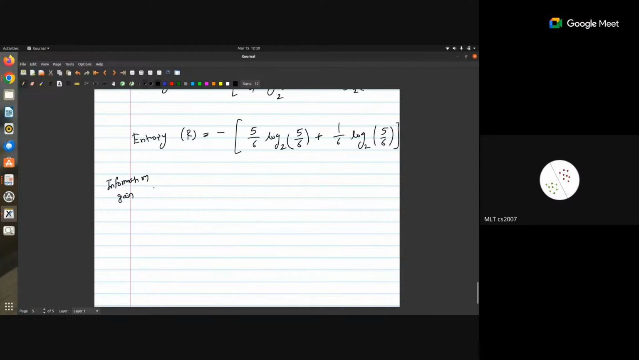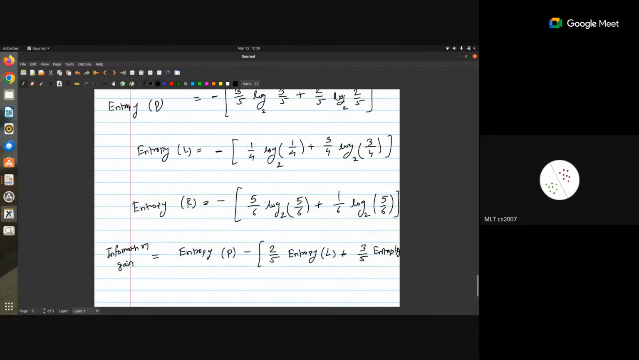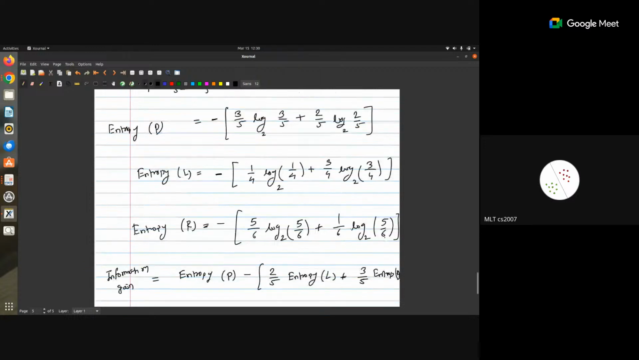So information gain basically will be the entropy at the parent node minus 2 by 5 times the entropy at the left node plus 3 by 5 times the entropy of the right node. Is that correct? That should be the answer to the information gain. I hope this is fine. I'm not calculating it, but I think that's fine, right?